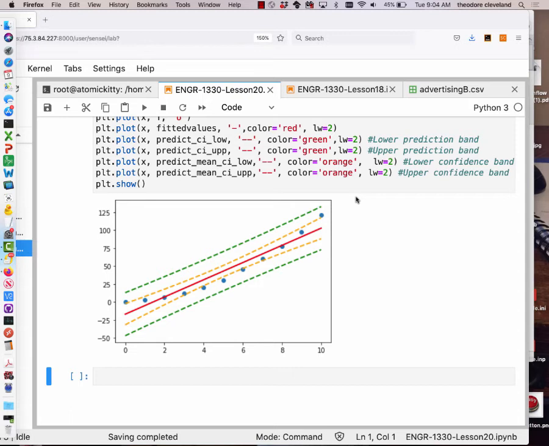So those are representing where that red line should fall with 95% confidence. You'll notice that the red line will always pass through the mean of the x and the mean of the y. It does that by design. So you can think of that line as tilting and maybe sliding up and down. That's what those orange ones are. The green ones are the 95% prediction intervals.